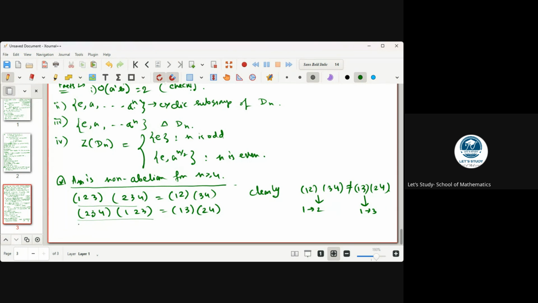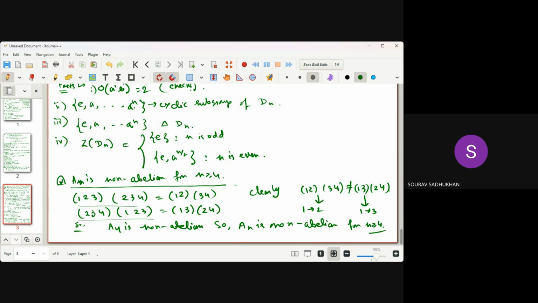So A4 is non-abelian, and it is enough. So An is non-abelian. Can anybody tell me why this is enough? n greater than or equal to 4, so these cycles are always in An for every n greater than or equal to 4. Yes, of course. We can always treat them as elements of An where n is at least 4. So An is non-abelian for n greater than or equal to 4. Okay, so we are done.